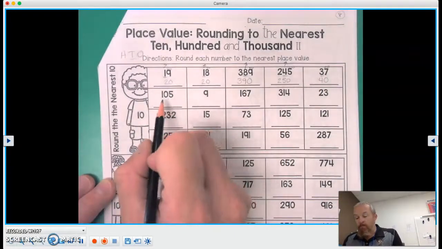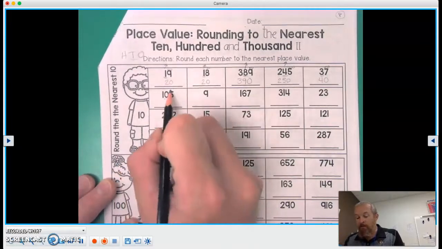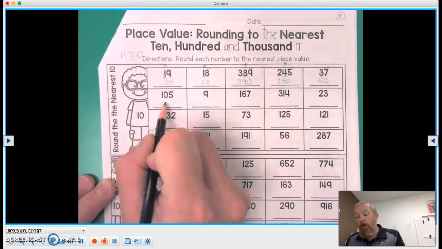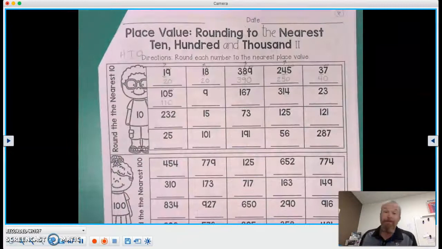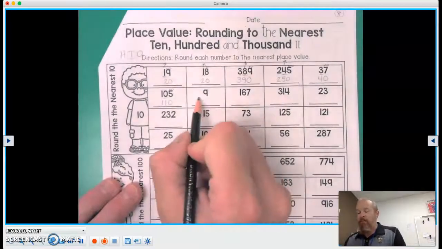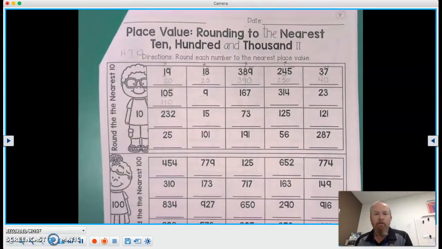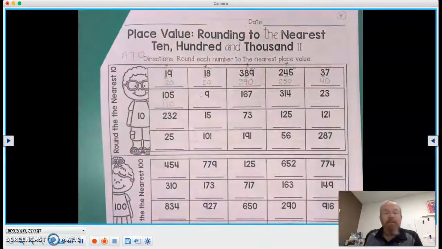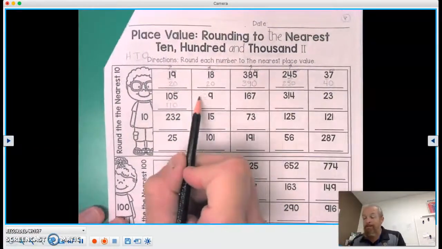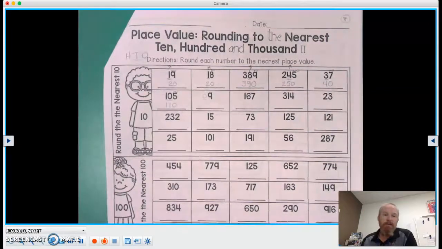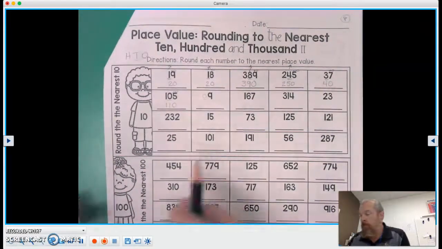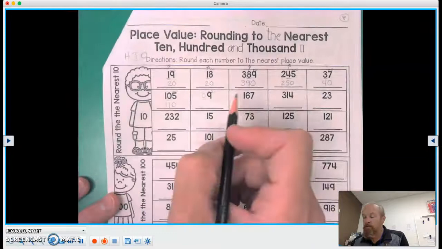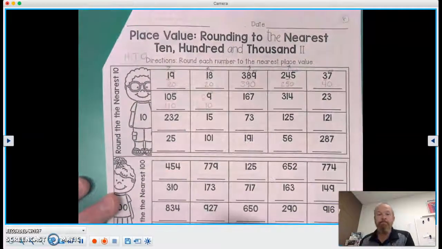105. We locate our tens column, look next door. 5 or more, raise the score. So the 0 goes up to a 1, because 1 more than 0 is 1. Here's a 9. Look at this. There is no tens column. What are we going to do? We pretend there's a 0 there. Remember, on this side of the number, we can write zeros after zeros after zeros. We just don't, because we would be writing zeros forever. So we look next door. 5 or more, raise the score. So this is going to be the number 10.